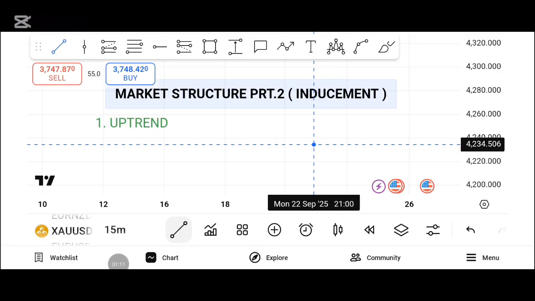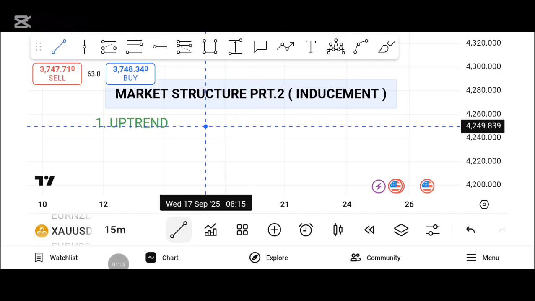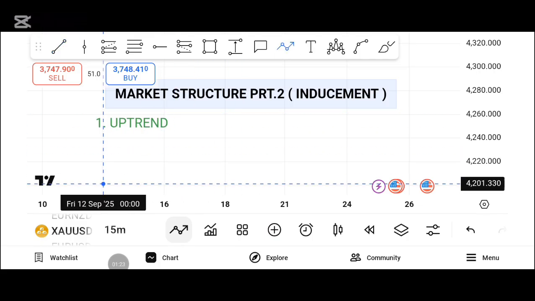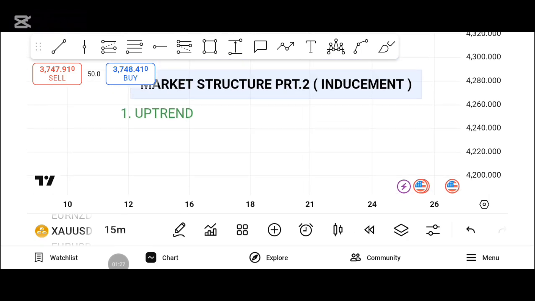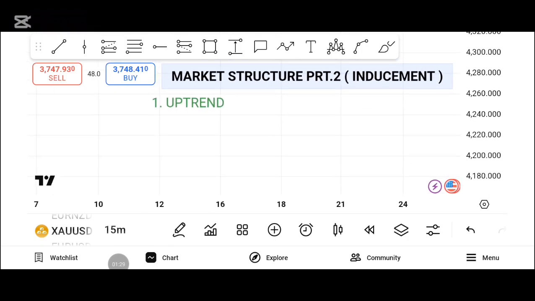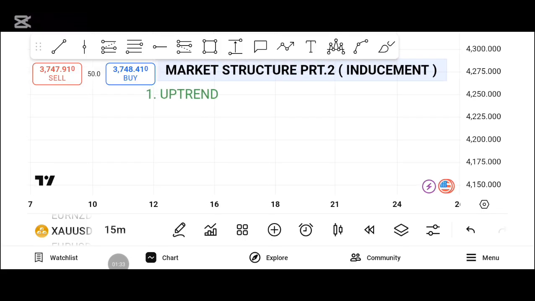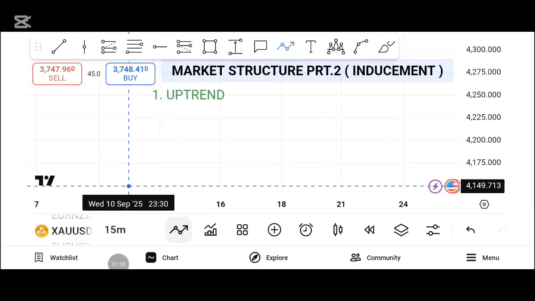Today I will be showing, I've already showed yesterday, but I will be using live chat. For a quick recap, let me just make the structure one more time. This is a diagram of how these things work. So in an uptrend, inducement is your recent high.